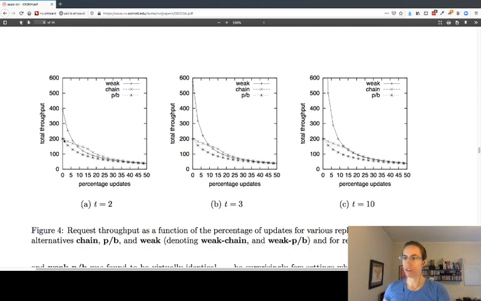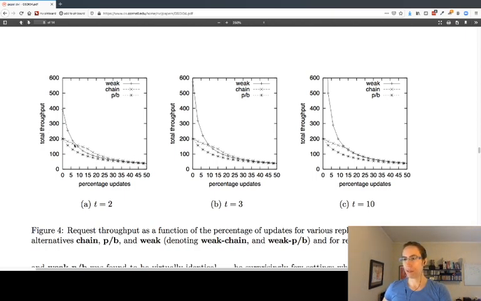For chain replication, notice that there's an interesting shape to this curve here, where if 0% of the messages that are hitting the storage system are updates, as opposed to just queries, as opposed to, what's the value of X, then the curve exactly matches that of primary backup replication. And the same is true up here. Once you get to 50% updates, chain replication also behaves the same as primary backup replication.